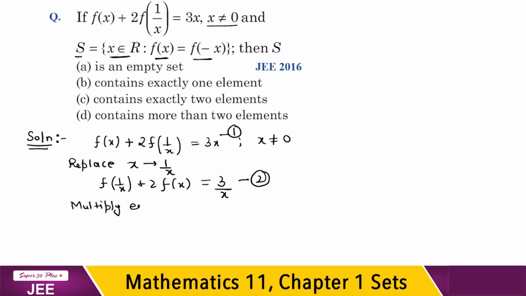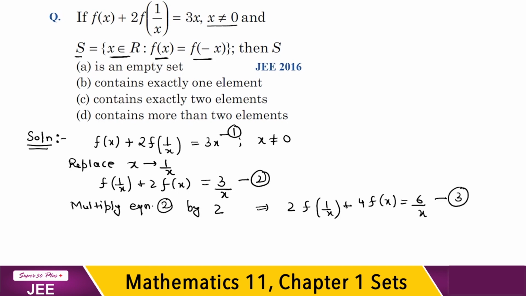So we are going to multiply equation number 2 by 2. So we get 2f(1/x) plus 4f(x) is equal to 6/x. Alright students, consider this to be equation number 3. Let us subtract equation number 1 from equation number 3. So 3 minus 1 would give us 3f(x) equals 6/x minus 3x. So from here we are going to get f(x) as 2/x minus x.